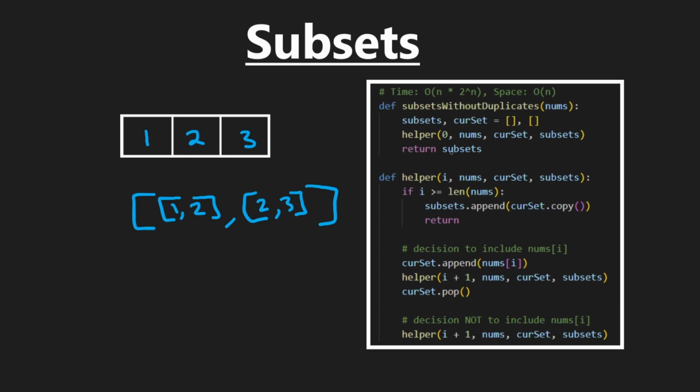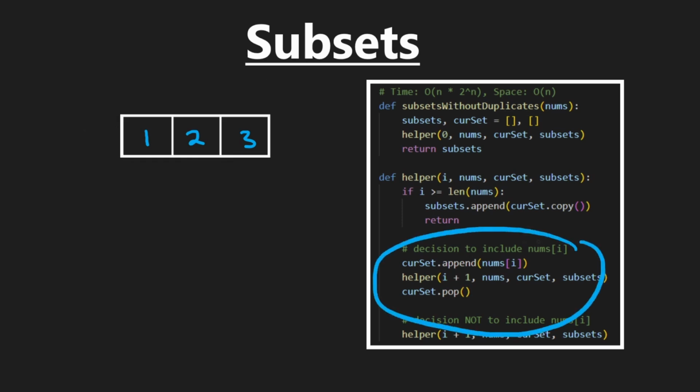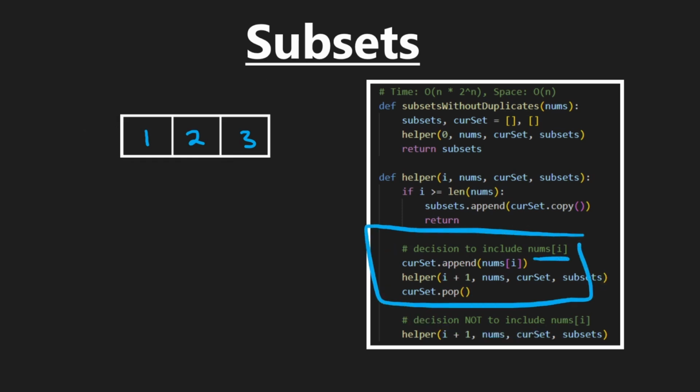We're also passing in another helper array, current set. That's a variable that actually helps us build an individual subset. So initially it's empty. So we start our helper function, assuming we start at index 0. We're going to check, are we out of bounds or have we reached the end? Because of course, when our I pointer is over here, that's how you know we're done. But assuming we haven't done that, we have 2 decisions to make, right? One decision is we include the number at index I. The second decision is we don't include the number at index I.